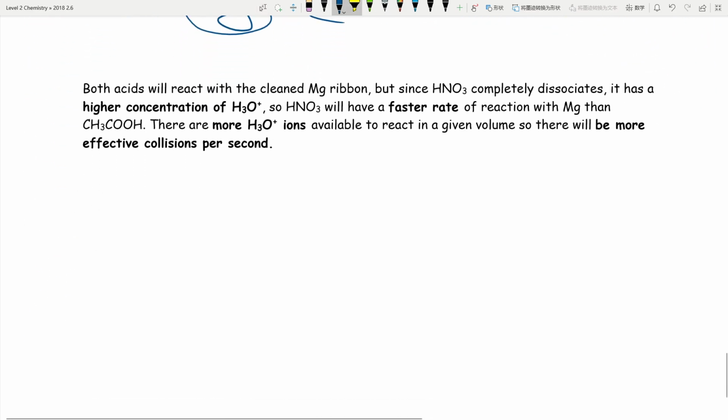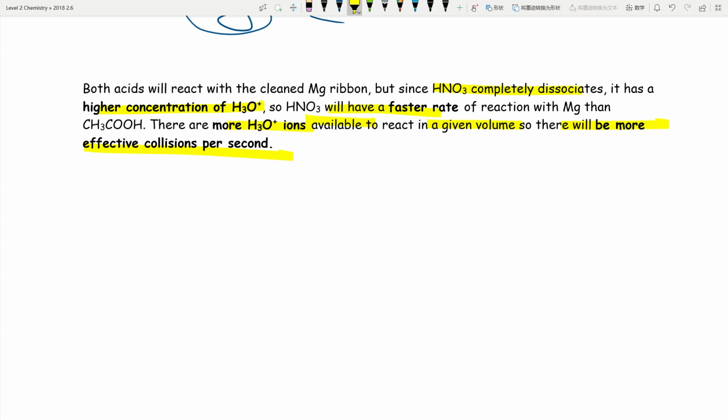But here we go: because HNO3 completely dissociates, it has a high concentration of H3O+, and therefore a high rate of reaction, because the more ions available at the beginning per unit volume, there will be more effective collisions per unit time, or per second.